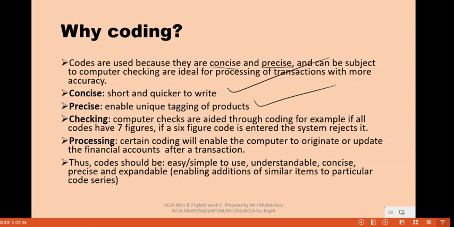They also facilitate checking. Okay, computer checks are added through coding. For example, if all codes have 7 figures, if a 6-figure code is added, the system rejects it. This is actually a serious fact. There are organizations where when you input a figure or a code that is not the correct one, or that has a length which is not consistent with other codes, then your request is not going to be processed.